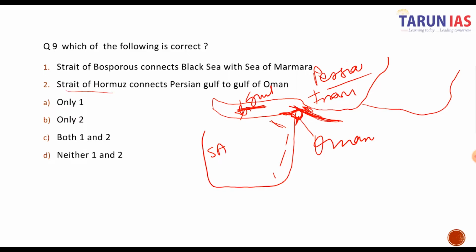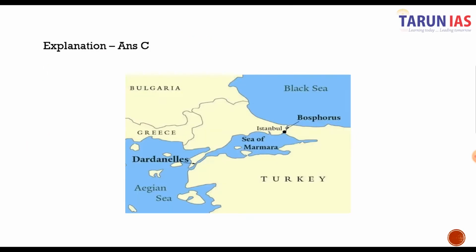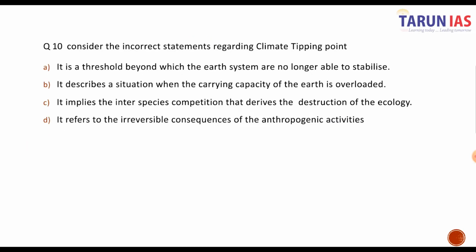So, Strait of Hormuz, a narrow passage here, connects the Persian Gulf to Gulf of Oman. Therefore, the second statement is also correct. So, both the statements are correct here. So, you can see in the map. Let's move on. Consider the incorrect statements regarding climate tipping point.